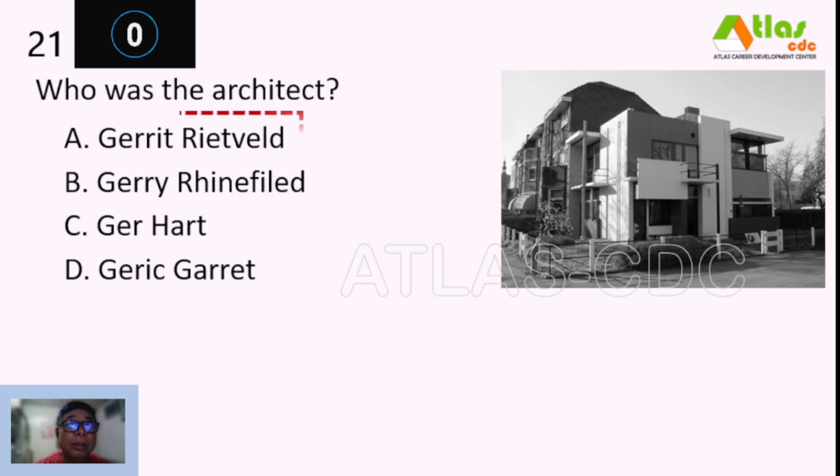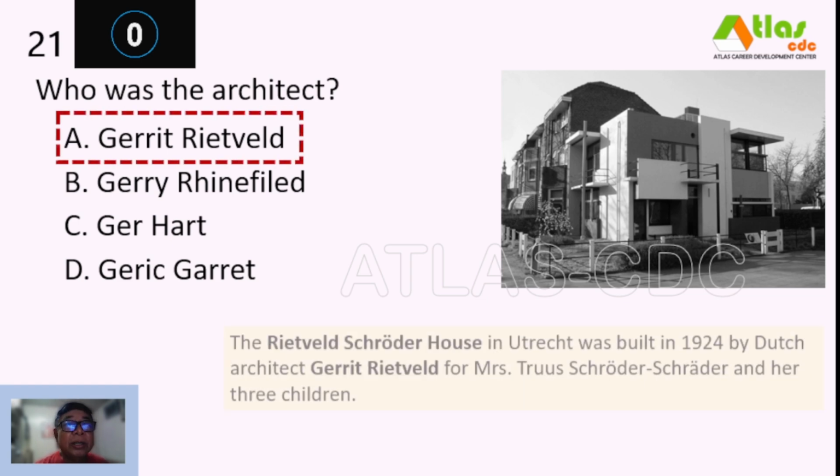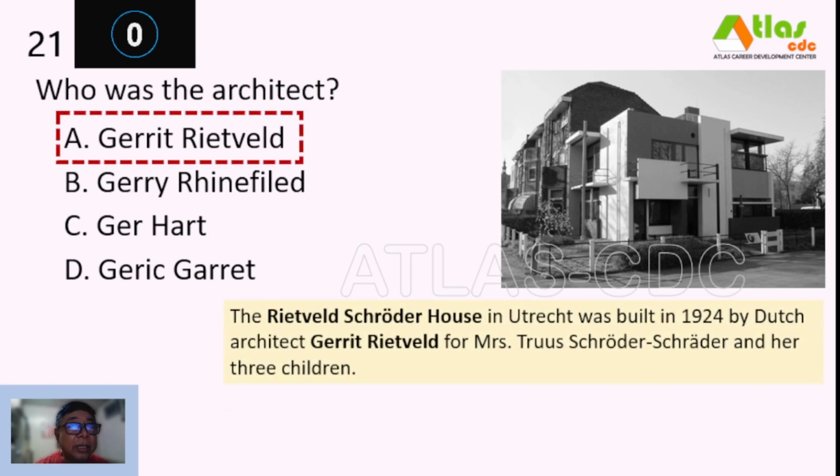And our correct answer is letter A, Gerrit Rietveld. So the Rietveld-Schroeder House in Utrecht was built in 1924 by Dutch architect Gerrit Rietveld for Mrs. Truus Schroeder and her three children.